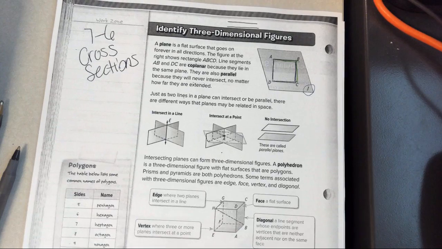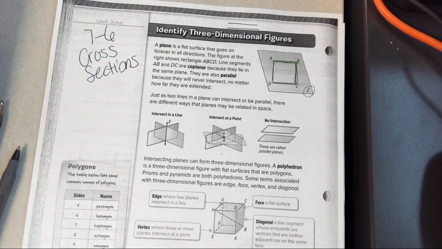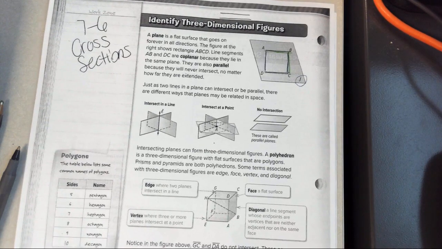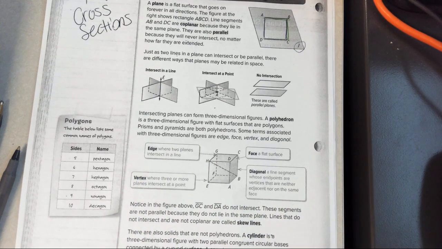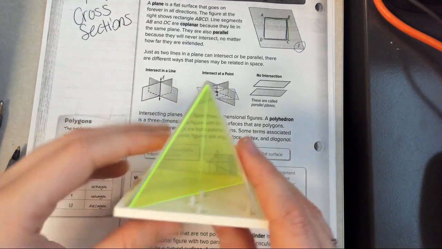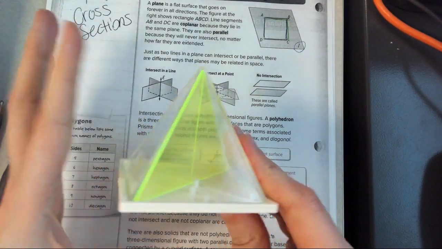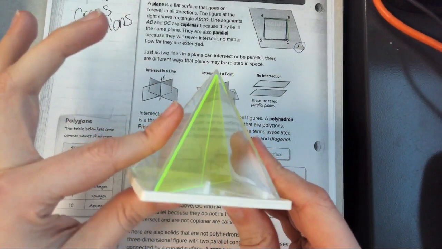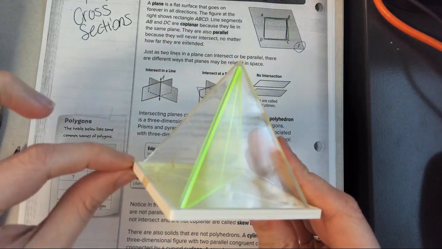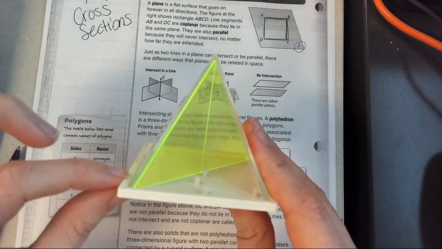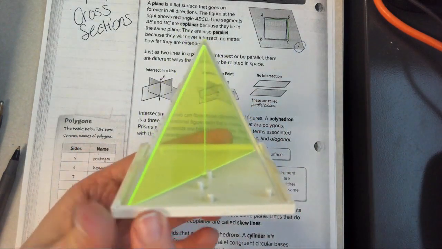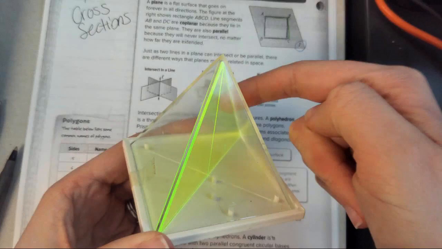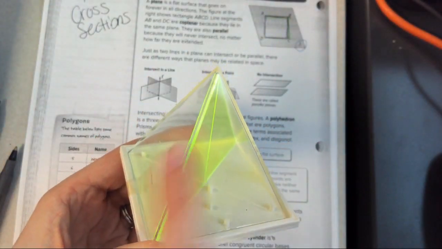So the two polyhedrons that we are talking about are pyramids and prisms. Within the polyhedrons, there are more vocabulary words that you need to know. Edge, face, and vertex are the first three that are important. An edge is where two planes meet. So this plane and the bottom plane, those meet at this edge right here. This shape has 1, 2, 3, 4, 5, 6, 7, 8 edges.